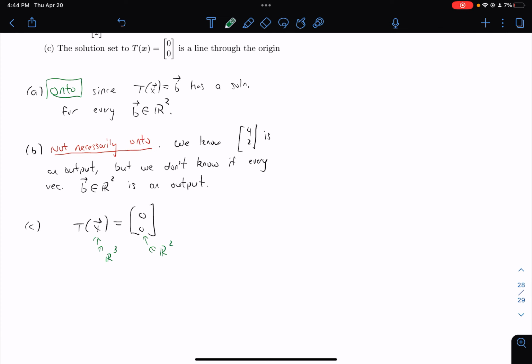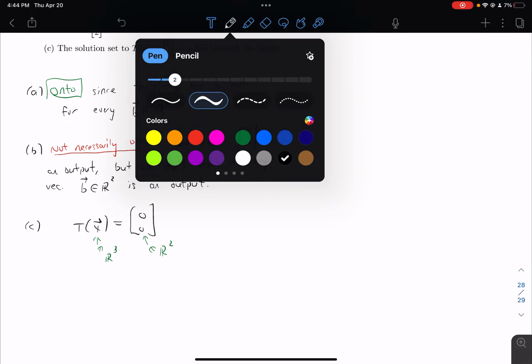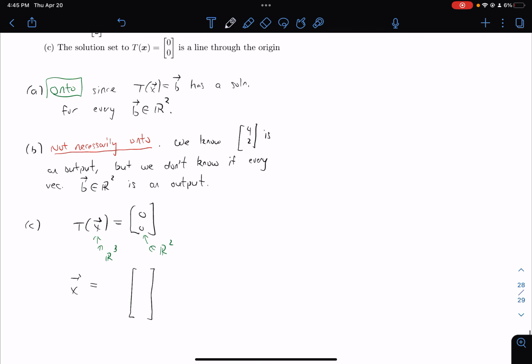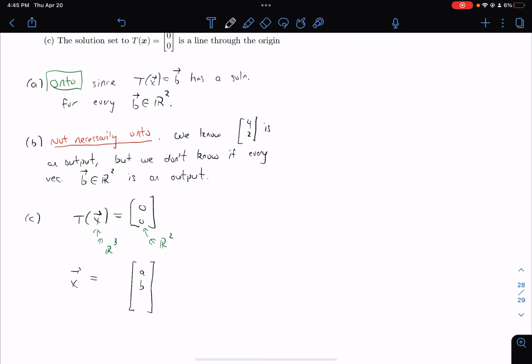Okay, so the problem's telling me that not only is there a solution to this, but it happens to be a line through the origin. So let's write an equation that says something like that. What would the general solution x look like if it's talking about a line through the origin? It would be a vector that's got 3 entries, because my domain is R3. Maybe I'll just call them A, B, C. You know what? Let me just put stars for each of those spots. There's a first entry, a second entry, a third entry, some vector.